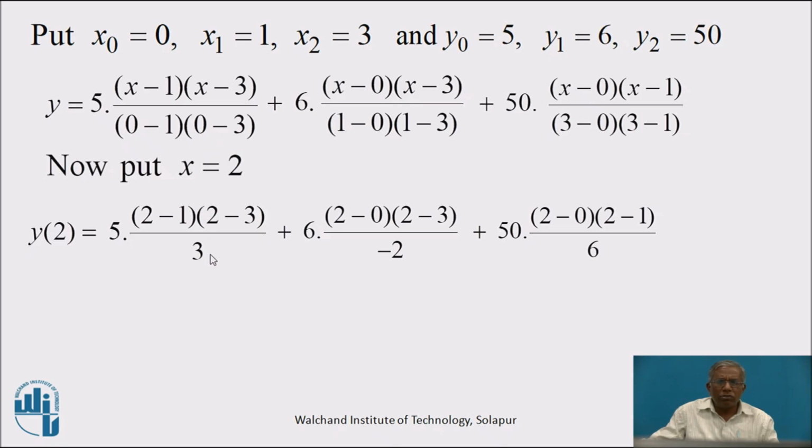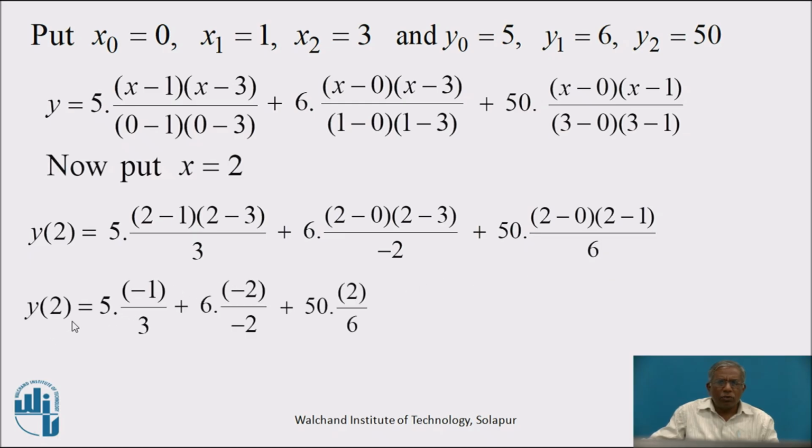The product is 3, plus 6 into, in numerator (2 minus 0) into (2 minus 3), and in denominator 1 minus 0 is 1 into 1 minus 3 is minus 2. The product is minus 2, plus 50 into, in numerator (2 minus 0) into (2 minus 1), and in denominator 3 minus 0 is 3 and into 3 minus 1 is 2. The product is 6.